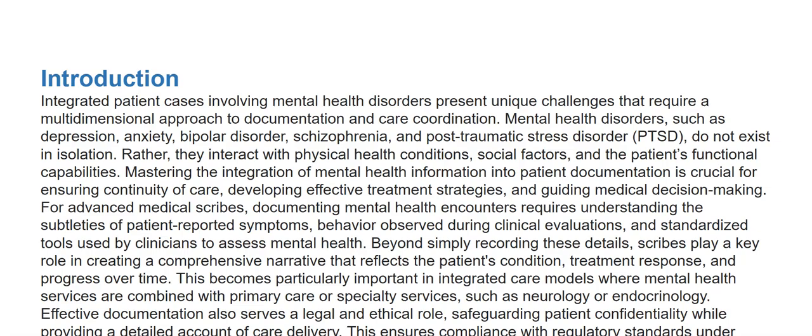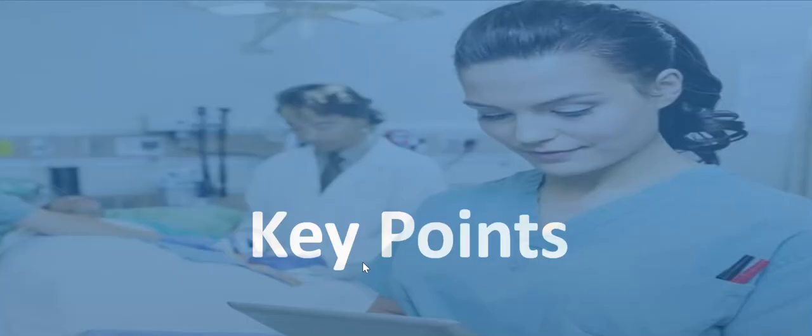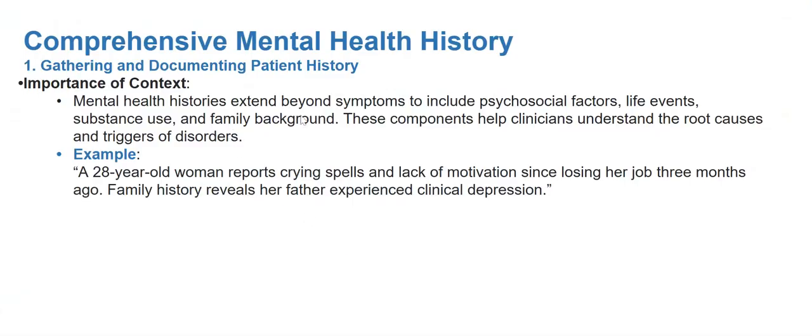This becomes particularly important in integrated care models where mental health services are combined with primary care or specialty services, such as in neurology and endocrinology. Effective documentation also serves a legal and ethical role, safeguarding patient confidentiality while providing a detailed account of care delivery. This ensures compliance with regulatory standards under frameworks like HIPAA while accurately reflecting the patient's mental health status and course of treatment. Key points: comprehensive mental health history, gathering and documenting patient history.